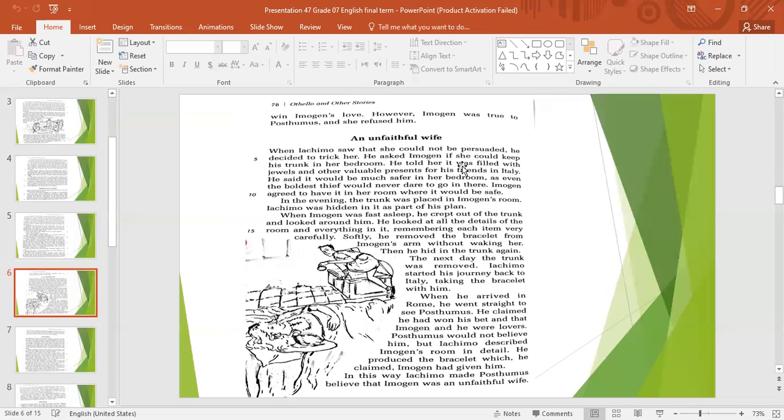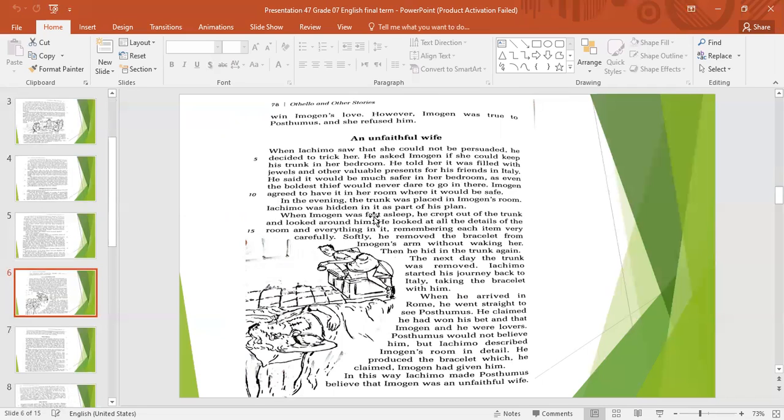He asked Imogen if she could keep his trunk in her bedroom. He told her it was filled with jewels and other valuable presents for his friends in Italy. He said it would be much safer in her bedroom, as even the boldest thief would never dare to go in there. Imogen agreed to have it in her room where it would be safe. In the evening, the trunk was placed in Imogen's room. Iachimo was hidden in it as part of his plan.